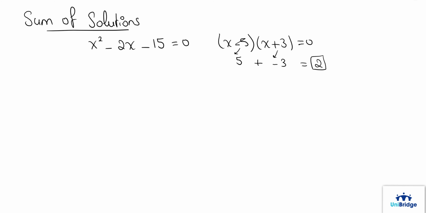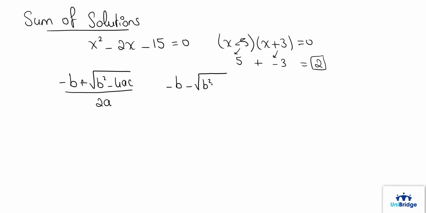Again, it all has to go back to the quadratic formula. The quadratic formula says that the two solutions are, one time, negative b plus the root of b squared minus 4ac over 2a, and the other time, negative b minus the root of b squared minus 4ac over 2a. If these are your two solutions, then if you add these two, you're going to get the sum of solutions. Since they both have the same denominator, 2a, this is all going to be over 2a.